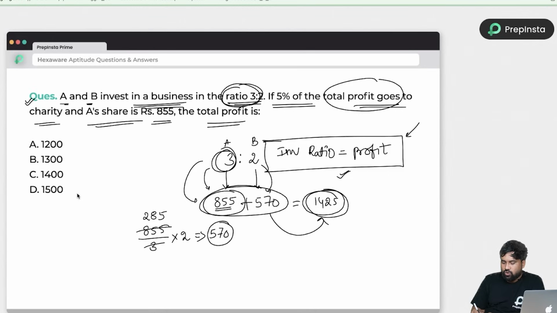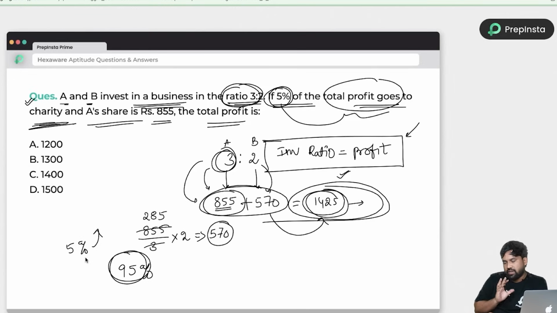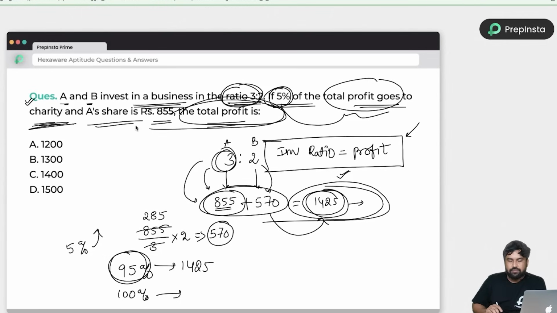But if you see, there are no such options. And I am again telling you, they have given 5% of the profit to charity. So whatever they are left with is nothing but 95%. So 5% was given to charity and they distributed the remaining 95% of the profit. That 95% profit is 1425. Then what is 100% profit? He is asking the total profit.